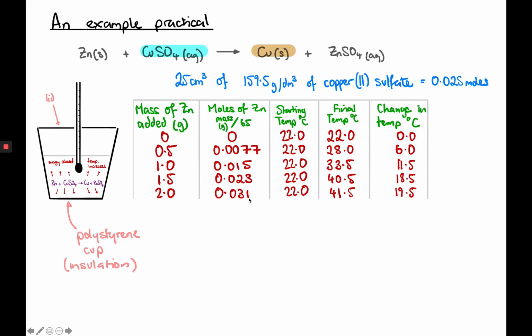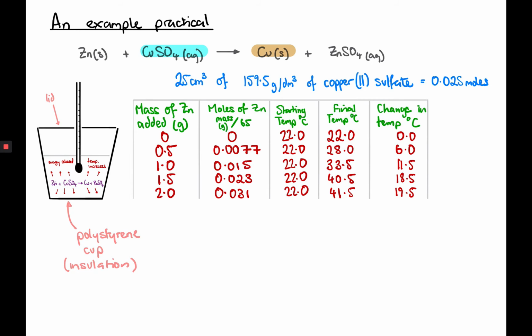Now, when I go to 2 grams, I've now got 0.031 moles of zinc, which is more than 0.025 moles of copper sulfate. So what that means is, whereas on the 0.5, the 1 and 1.5, as soon as the zinc ran out, the reaction stopped, now it's as soon as the copper sulfate runs out that the reaction is going to stop. So I will have a bit of zinc left behind. Interestingly, the temperature change isn't as large as it has been previously, and that's because once the zinc got to 0.025, there couldn't be any further reaction.